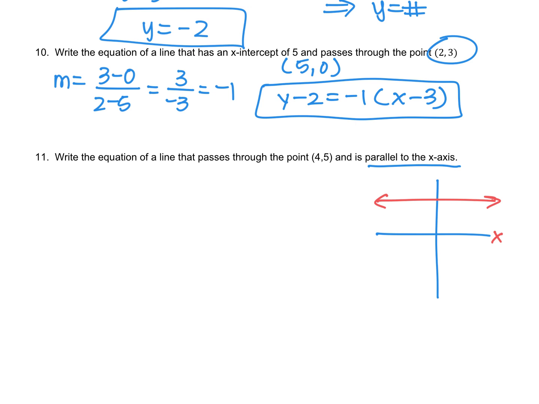So is that a horizontal line or a vertical line? Horizontal line. Do horizontal lines have x equals a number or y equals a number? They have y equals a number. And what number would it be if the y value is 5? 5. So it'd be y equals 5. Okay, and that's it.